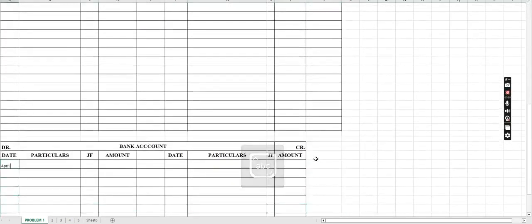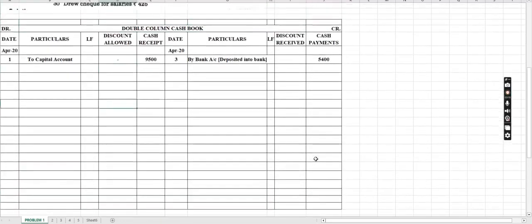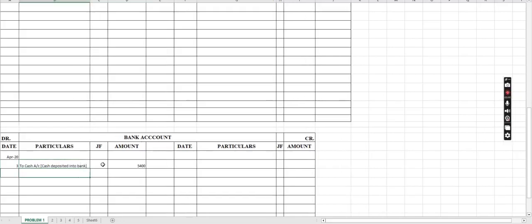In April 2020, on 3rd April, cash is increased. That means to what has come? Cash to cash account, the amount of how much? 5,400. 5,400 is deposited. So here in a bracket you can say cash deposited into bank, close the bracket. So those two transactions are related to each other. That means it's a contra entry.